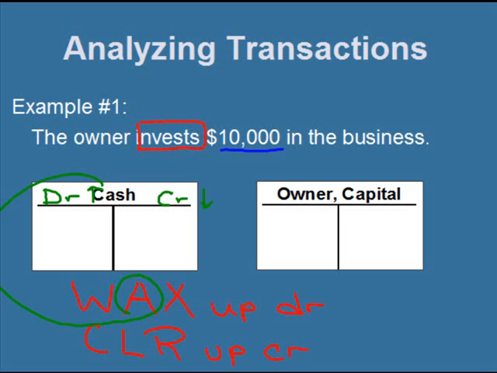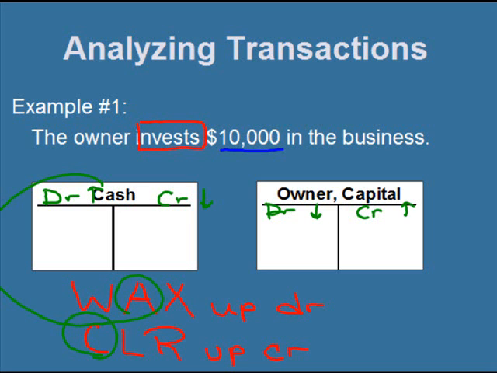When we have a look at the capital, we know that C in CLEAR relates to the capital account. Remember, C is not cash, it's capital. So when we look at the T account for capital, we know that our debits are always on the left and our credits are always on the right. But when we look at the rule CLEAR UP credits, we know that for capital, credits make the account go up and debits make the account go down.